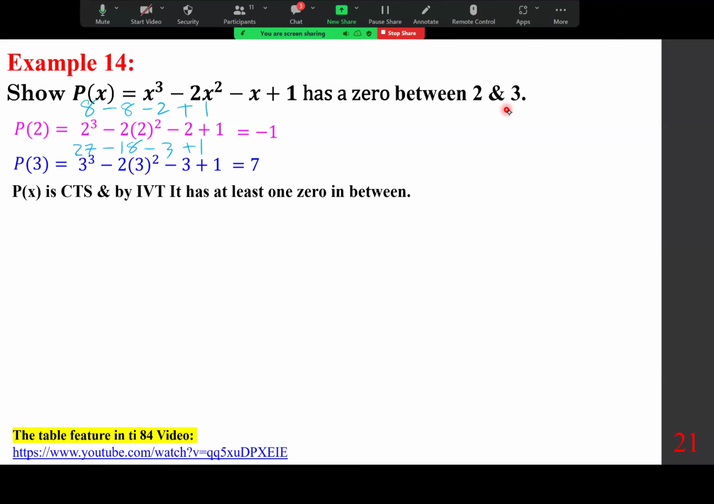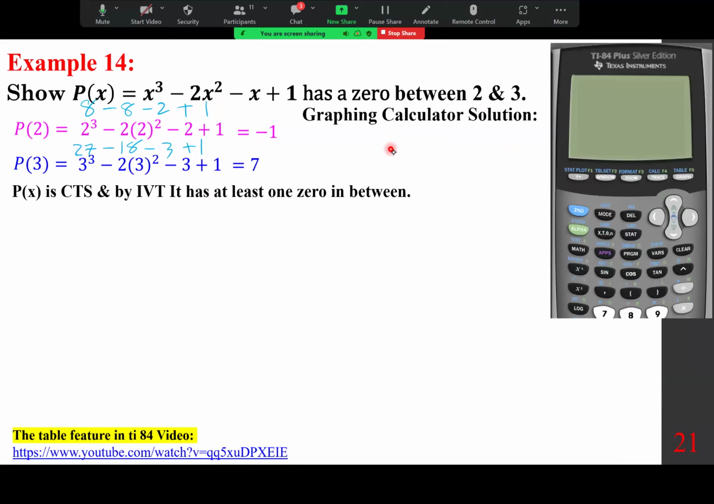So that's the concept. What I also want to discuss is the table feature in the TI-84, because if you want to evaluate this at many values, or the numbers get involved, this might be tedious. So the process is to use the graphing calculator and a table of values. You click on Y and put in the function, in this case x cubed minus 2x squared minus x plus 1. It gives you this.